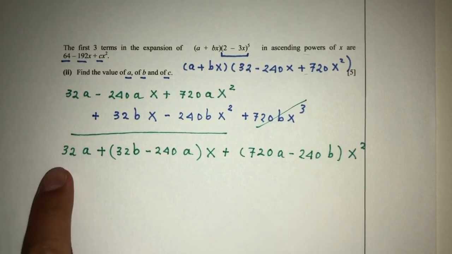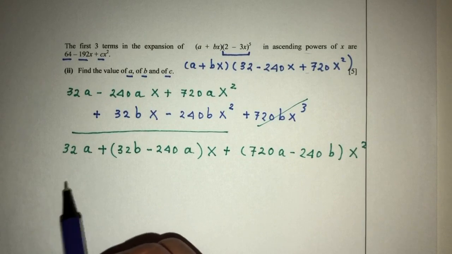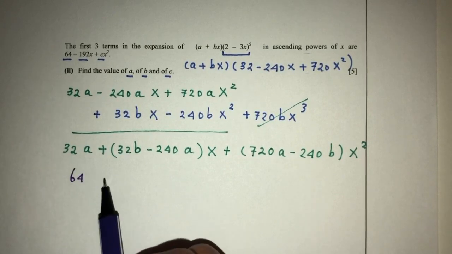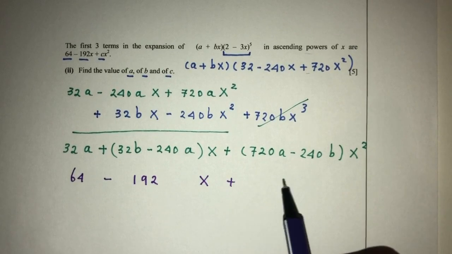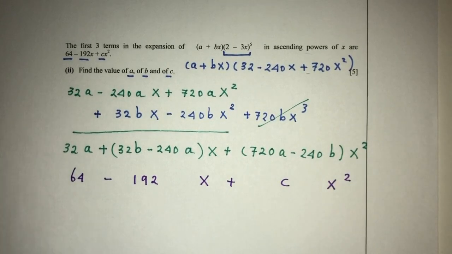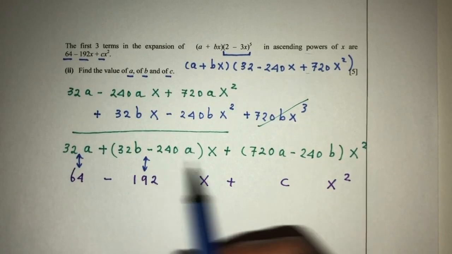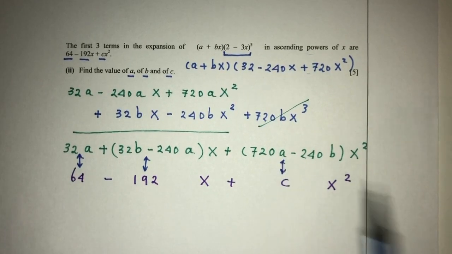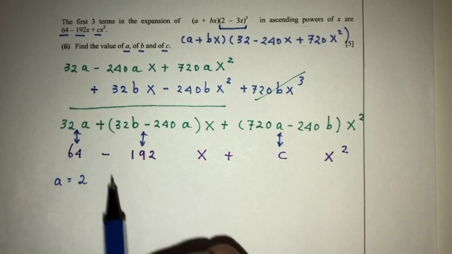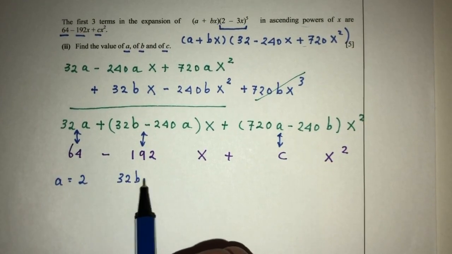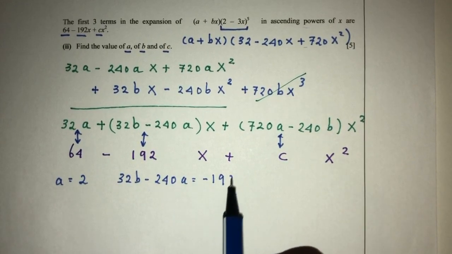Now we know that this first 3 terms has to equal to this. It is given to us by the question. This is 64. This is minus 192x. And this is plus cx squared. So we just have to compare. As you can see, this must be this, this must be this, and this must be this. So by comparison, a has to be 2, and this has to be 32b minus 240a has to be minus 192.